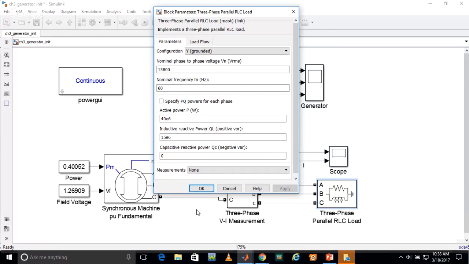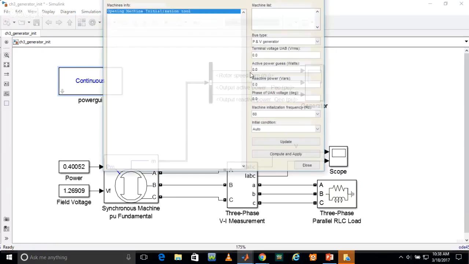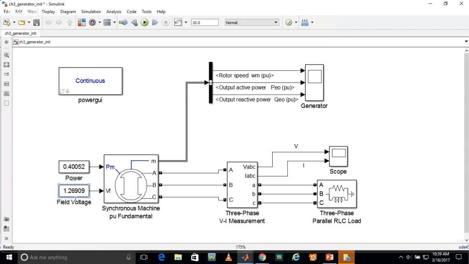In this system, if we go for tools and machine initialization, we just have to provide 13.8 kV terminal voltage and the active power, because our output load is 40 megawatt. So we are giving 40 megawatt to our active power. And what we do is compute and apply. The moment you compute and apply, the constant parameters change. First they were 1 and 1. Now they come out to be 0.40052 and 1.26909.